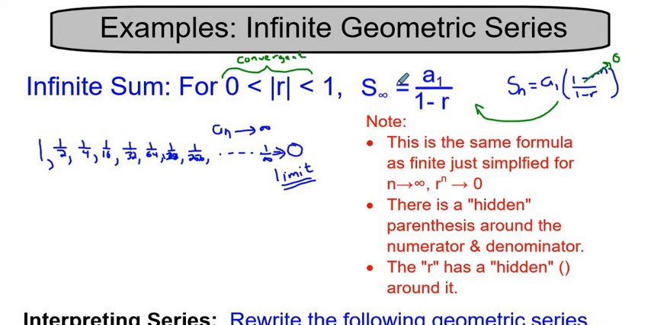Keep in mind there's a hidden parentheses around the numerator and denominator. And very important, keep in mind that the r value has parentheses as well, because all these r values are going to be fractions or decimals between 0 and 1. So that extra parentheses is super important.